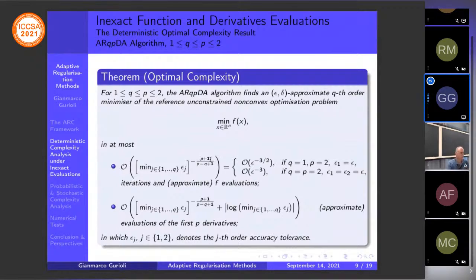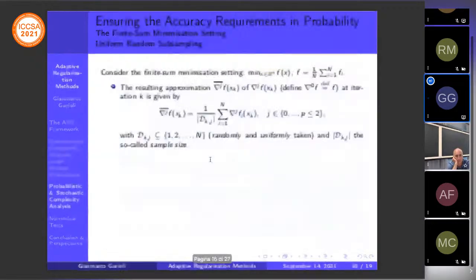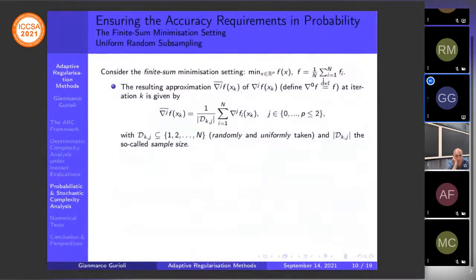On the other hand, practical estimates of F and of the derivatives are not uniquely identified and can be satisfied only within a certain probability. This is the case of non-convex finite sum minimization, in which the objective function is the mean of a certain number of component functions f_i, and the inexactness on f and on the derivatives is due to subsampling some of these components from a subset of indexes d_kj of a certain dimension, which is the so-called sample size.